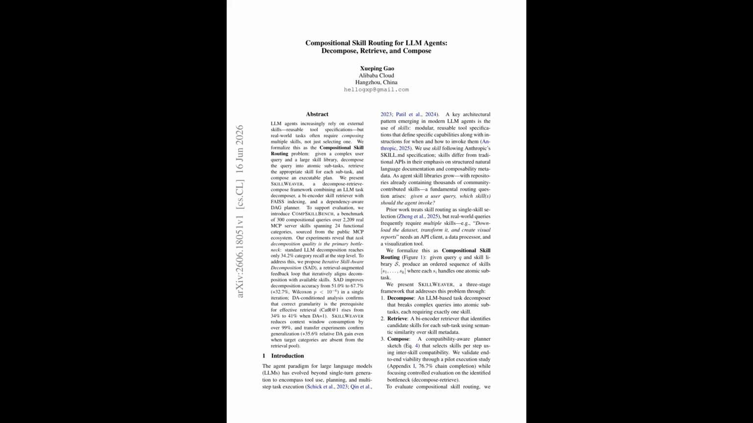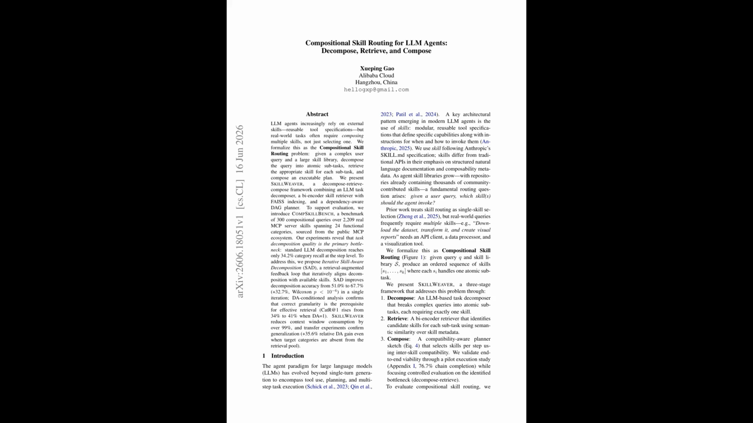Second, a bi-encoder retriever, specifically the all-MiniLM-L6-v2 model producing 384-dimensional embeddings, encodes each subtask and uses FAISS for fast cosine similarity search against the skill library. The retriever can encode skills using just metadata, name and description, or with the full body text.